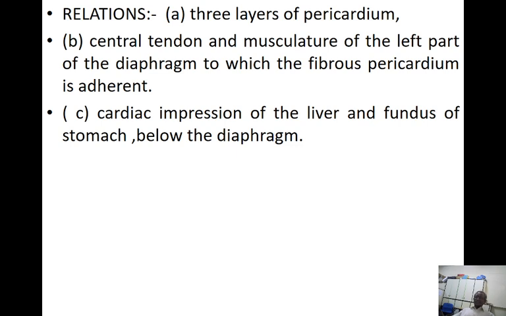Relations: three layers of pericardium, the central tendon and musculature of the left part of the diaphragm to which the fibrous pericardium is carried, cardiac impressions, the liver and fundus of the stomach below the diaphragm. These are the relations of the inferior surface.